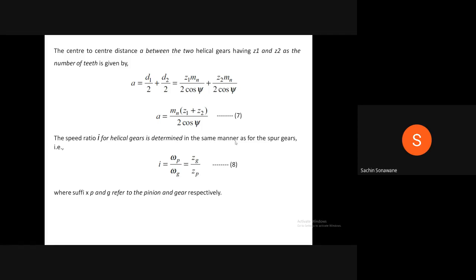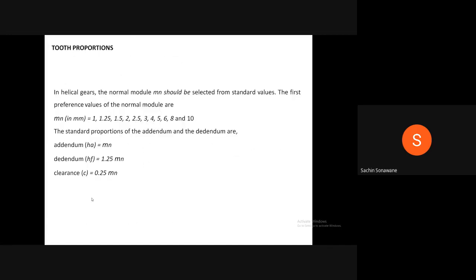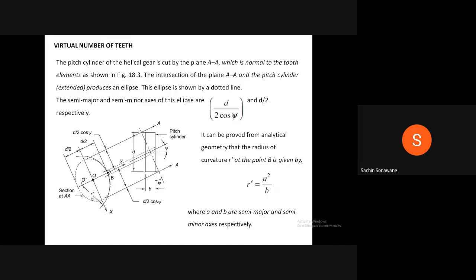Okay, I think you have written this. Now next, virtual number of teeth. Therefore, draw this diagram. Virtual number of teeth. Draw the diagram. I will wait for 5 minutes.